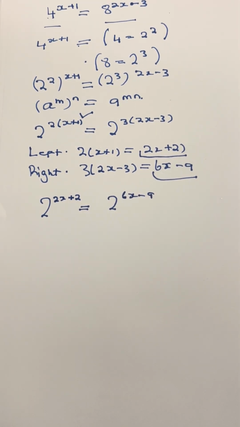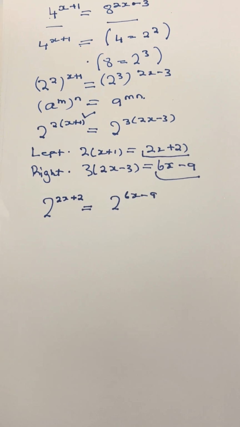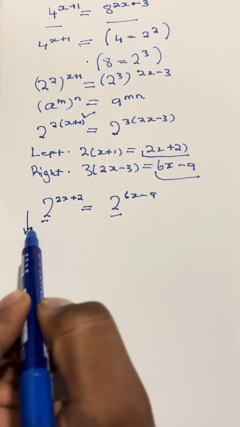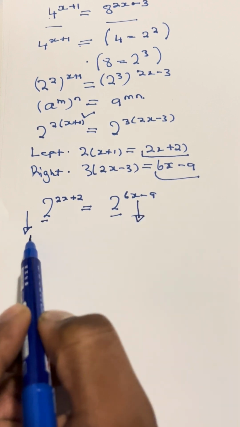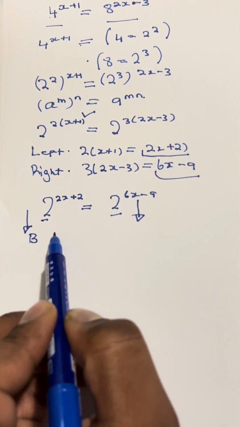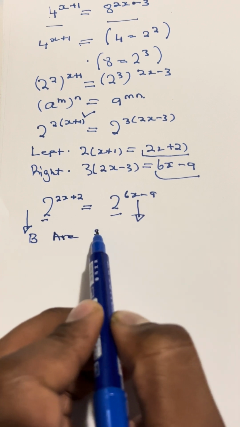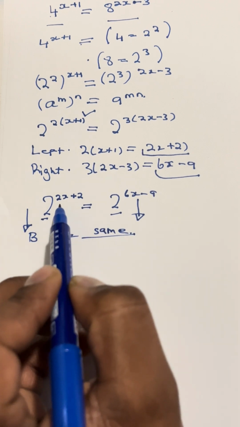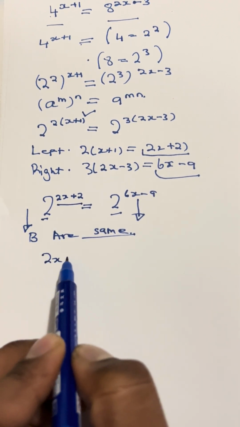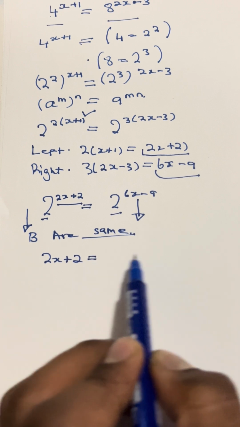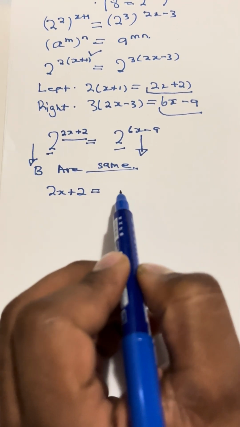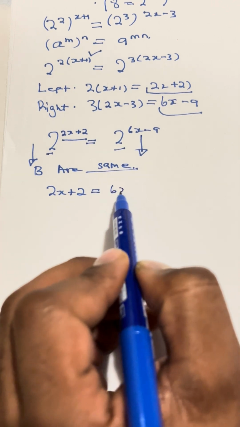So what's happening? The bases are the same. The bases are the same, so we drop the base and equate the exponents. Which are the exponents? 2x plus 2 is equal to 6x minus 3.